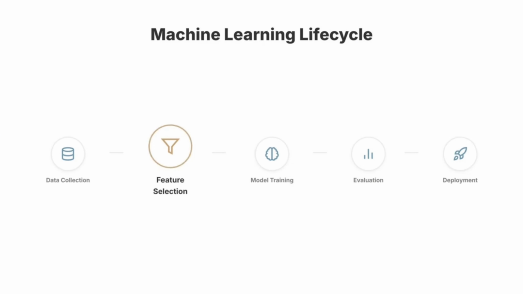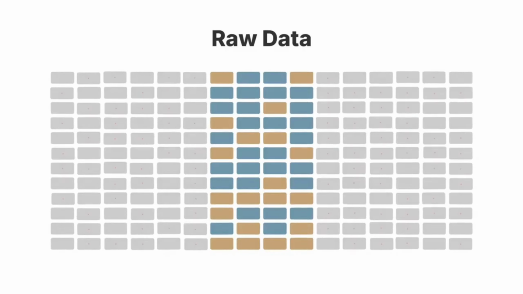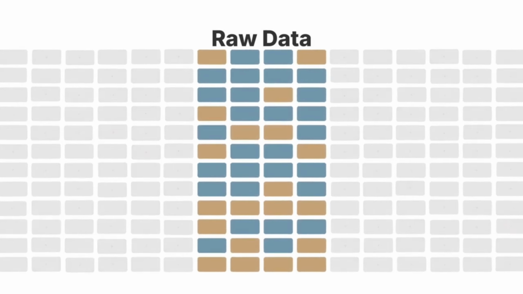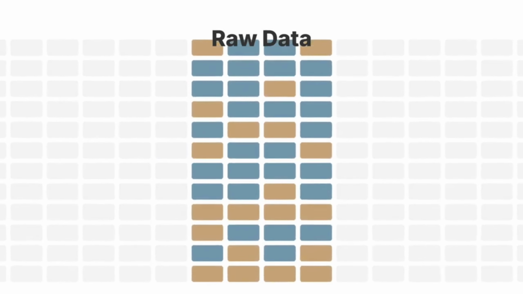In the machine learning lifecycle, feature selection is a critical process that selects a subset of input features relevant to model training and prediction. Imagine training a model with hundreds of columns, but only a handful actually matter. The rest just add noise, cost, and confusion.